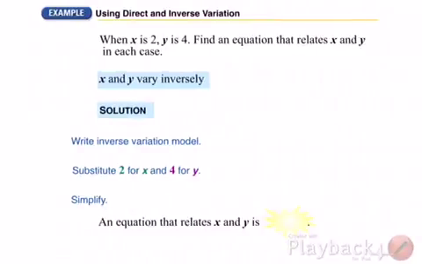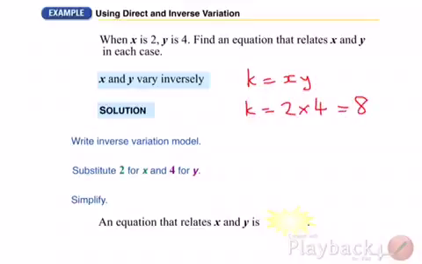When x is equal to 2 and y is equal to 4, find an equation that relates x and y in each case. So I'm going to have my k is equal to my x times my y. So my k is equal to 2 times 4, which is equal to 8. So my equation then is going to be y is equal to 8x. Okay.